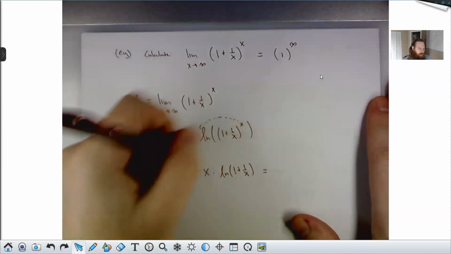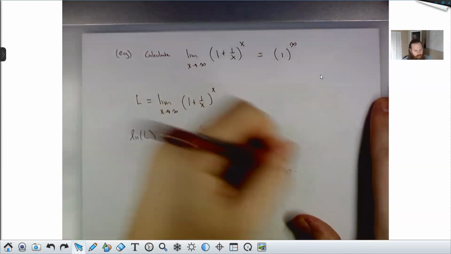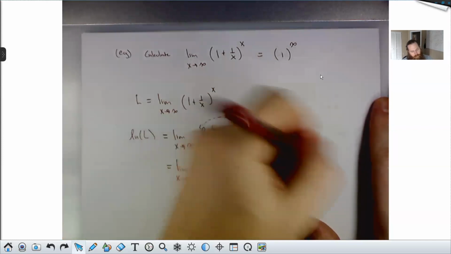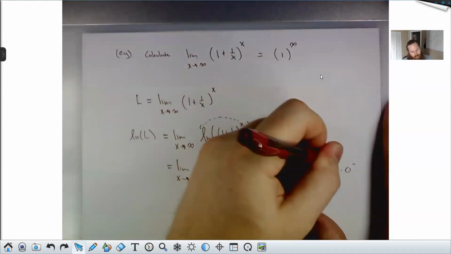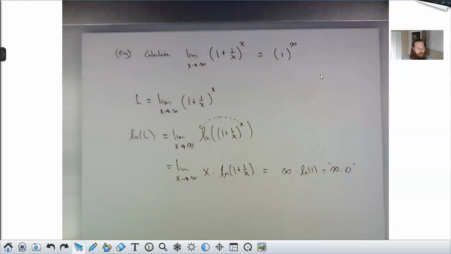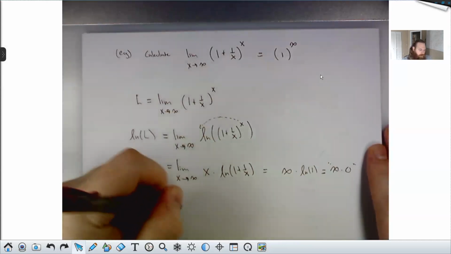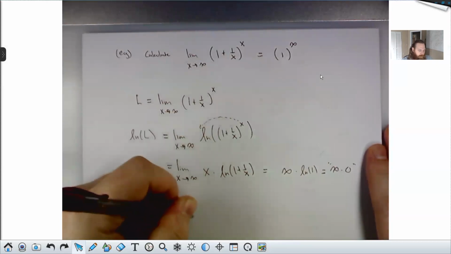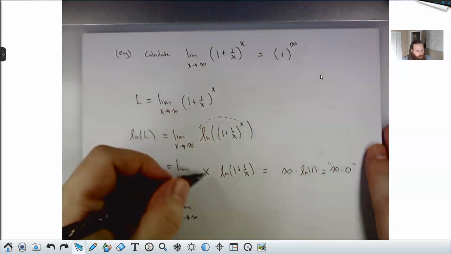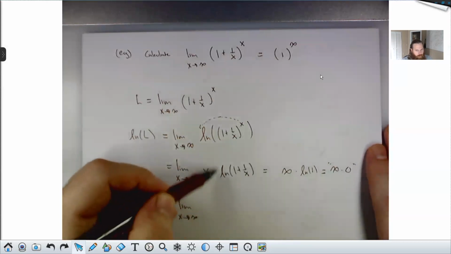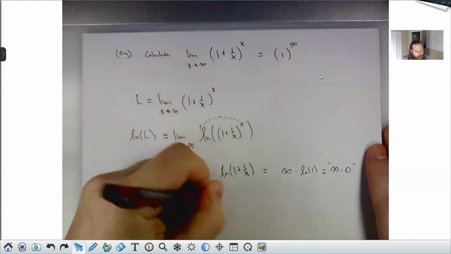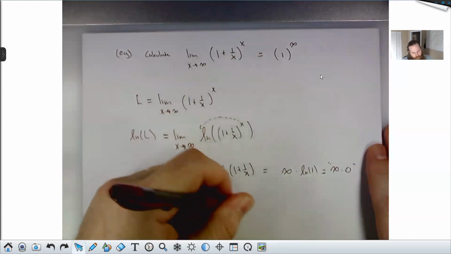And this, if you go plugging in infinity, looks like infinity times the natural log of 1, which is infinity times 0, which is an indeterminate form. In particular, it's an indeterminate product. So taking the logarithm in an indeterminate power always gives you an indeterminate product, which we then turn into an indeterminate ratio, just like in the previous example. And here I'll move the x downstairs as 1 over x, because it's easier to differentiate 1 over x than it is to differentiate 1 over this thing, although that would work also.